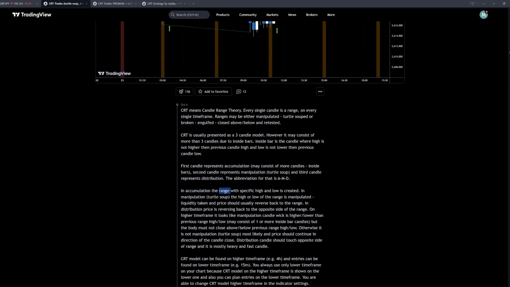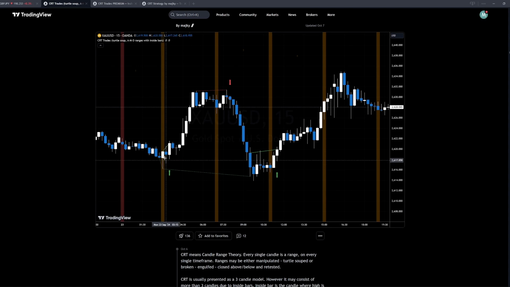So in accumulation, the range with a specific high and low is created. In manipulation or turtle soup, the high or low of the range is manipulated, liquidity is taken, and price should usually reverse back to the range. So it means in manipulation, the liquidity was taken here, and it should reverse. Okay, it went down and then it went up.